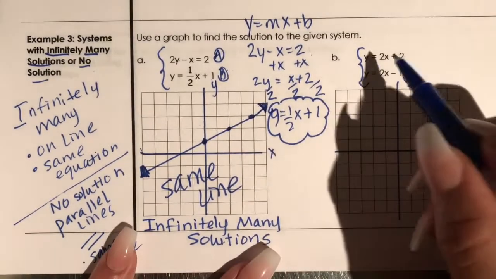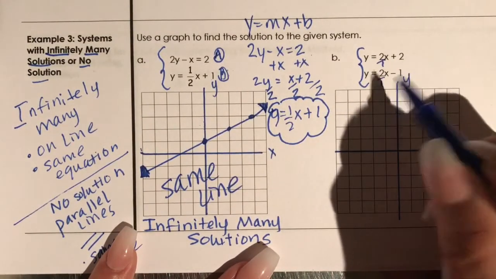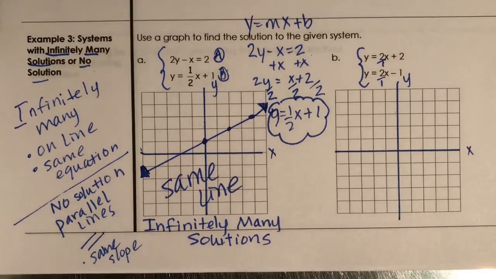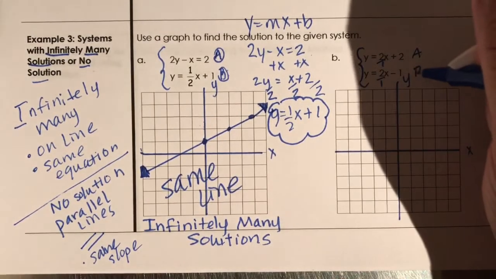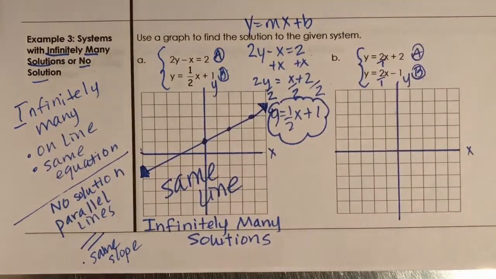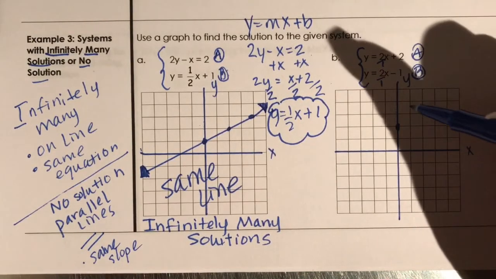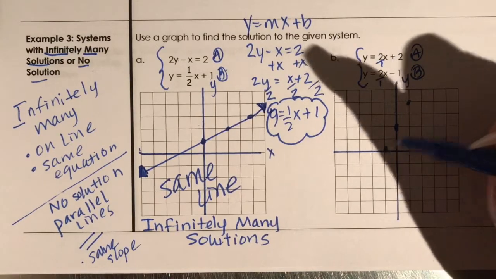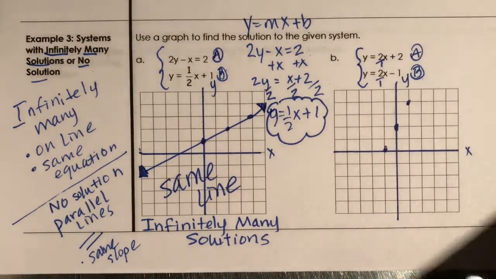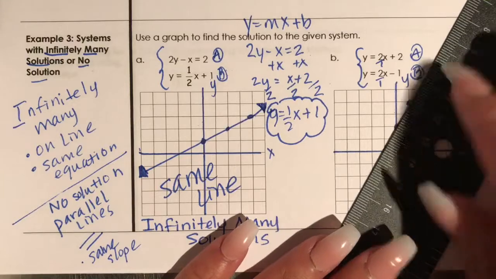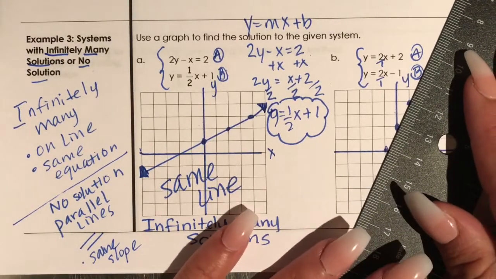First thing I notice is that I have the same slope but different y-intercepts. So let's graph line A and line B. These are both in slope-intercept form. That helps us. (0, 2), rise of 2/1. Connect those points.